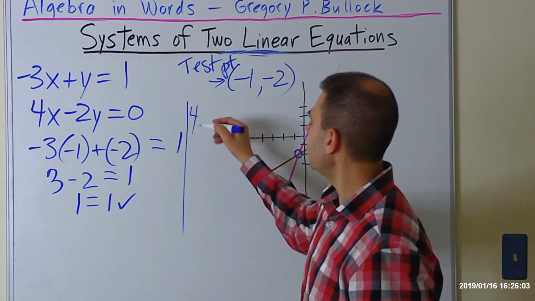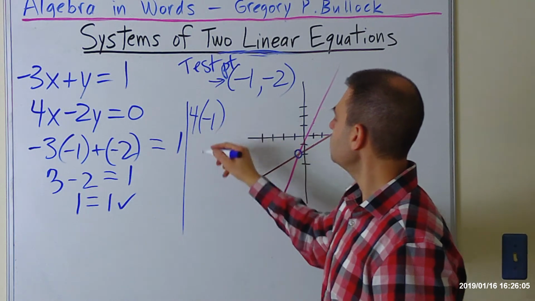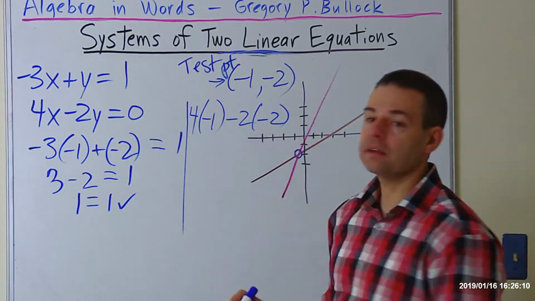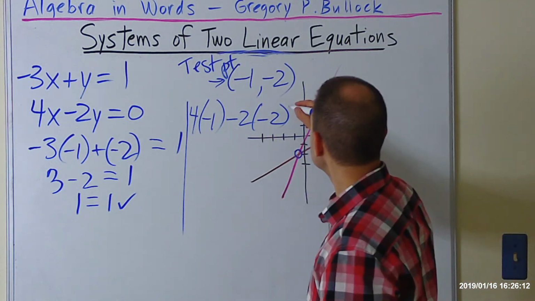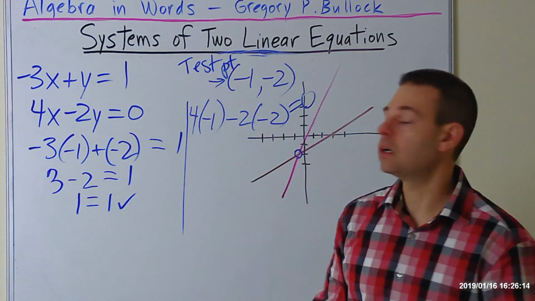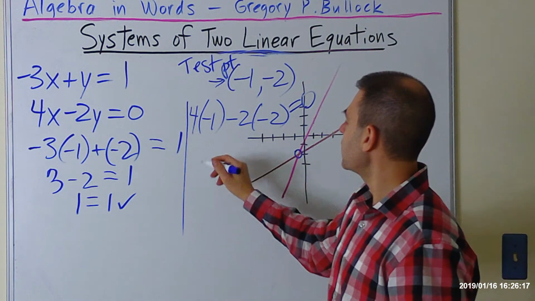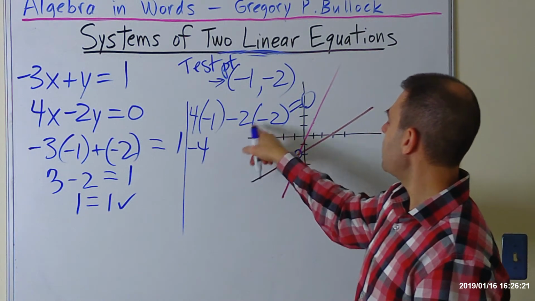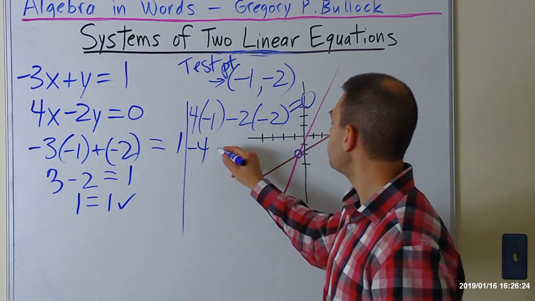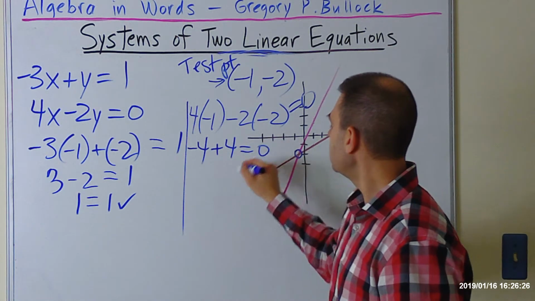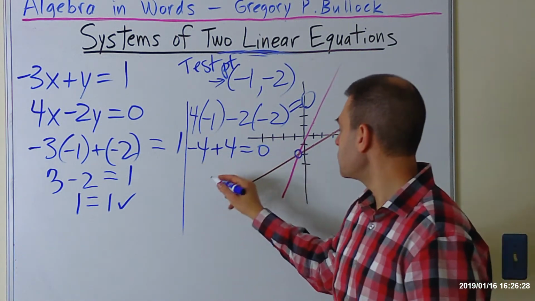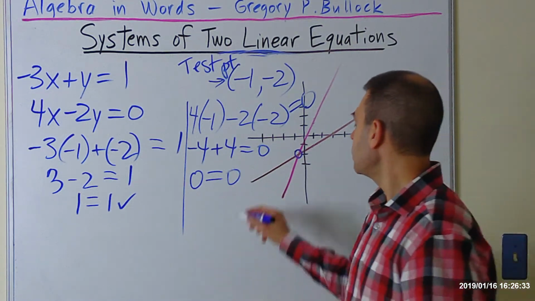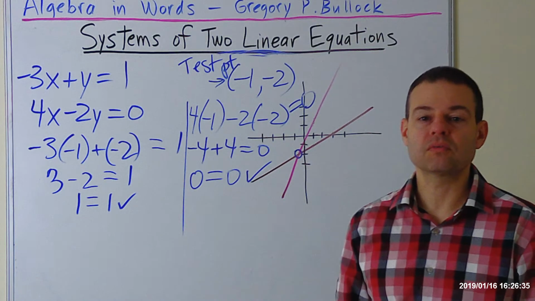Okay, so let me squeeze that in here. We're going to put 4, and in for x, -1, and in for y, -2. And that equals, I have to squeeze that in there, 0. 4 times -1 is -4. And -2 times -2 is +4. And -4 plus 4 equals 0. So we get 0 equals 0. That checks out because the left side equals the right side.